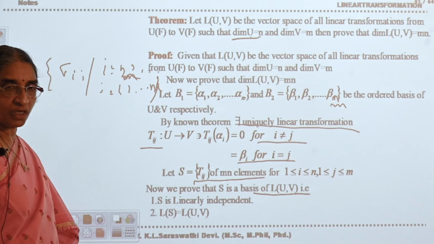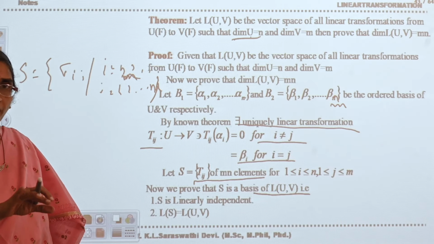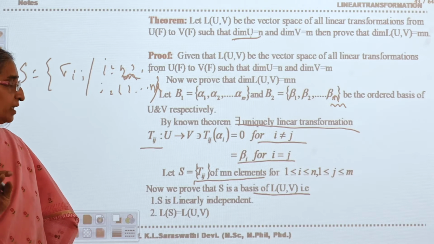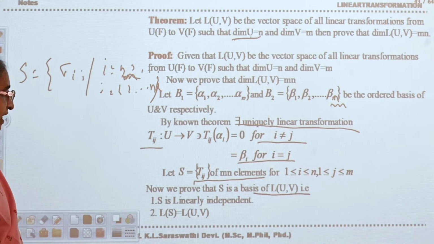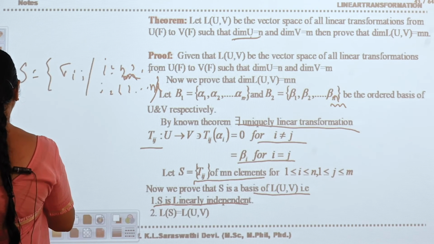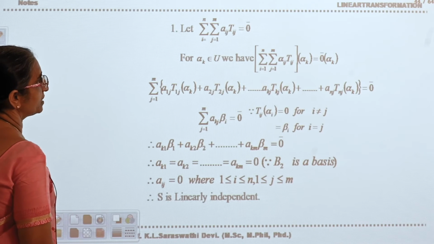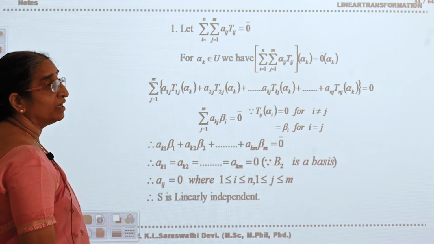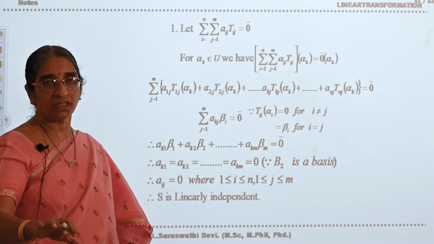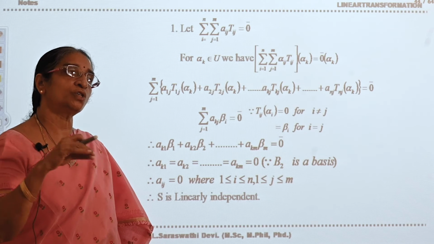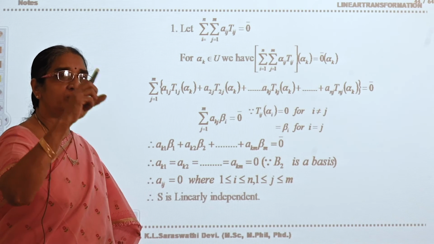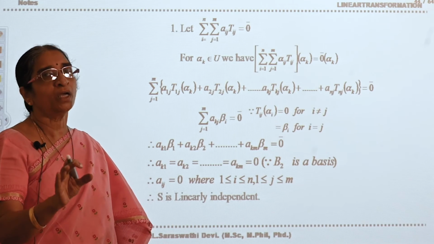Okay. Now we prove that S is a basis of L(U,V). What I said: we have to consider S in L(U,V) with mn elements, that should be linearly independent and that should span L(U,V). Now see, we are going to show that S is linearly independent. In order to prove that S is linearly independent, a linear combination of that set should be considered, and that linear combination should be equated to 0, and you have to confirm all the constants existing in that linear combination should be 0.